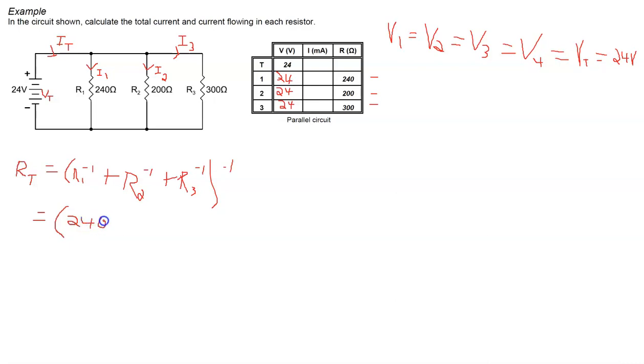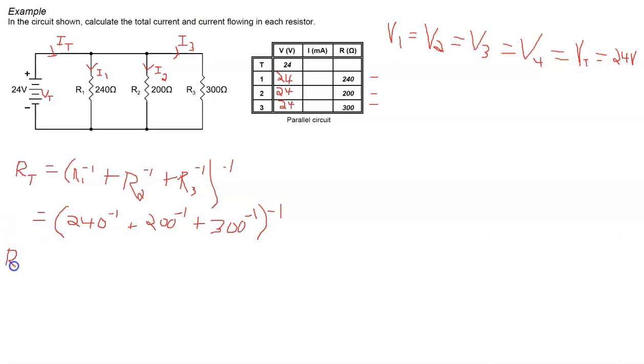240 to the negative 1 plus 200 to the negative 1 plus 300 to the negative 1, all to the negative 1. And so you can type that in your calculator just like that. If you've got a command line, push the equals button and out pops the total resistance.